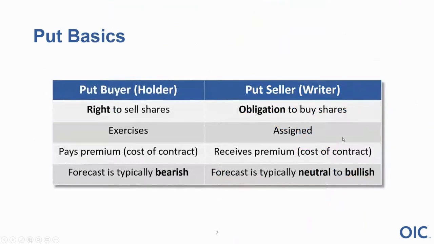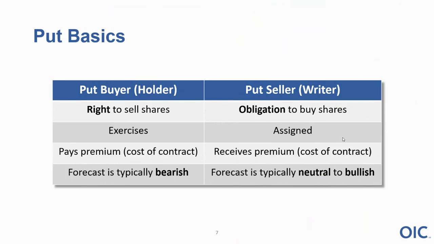Here's another look, and for those of you that have downloaded the slides, this is something that you'll want to keep track of or bookmark: the difference between the put holder or the buyer and the put seller or the writer. The put holder, the buyer of a put, has the right to sell shares. The put seller has the obligation to buy those shares. The put holder exercises their right to sell those shares by exercising their contract, whereas the put seller fulfills that obligation when they receive that assignment notice. For those rights and obligations, the buyer and seller pay or receive a premium.